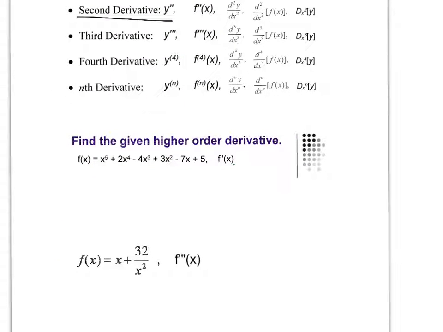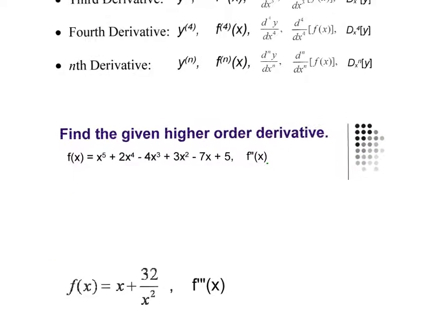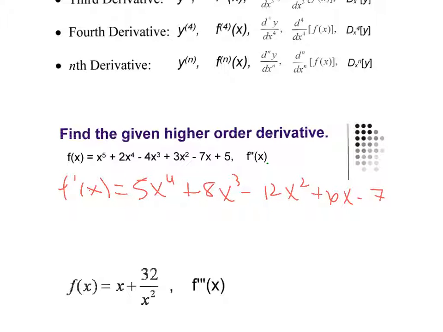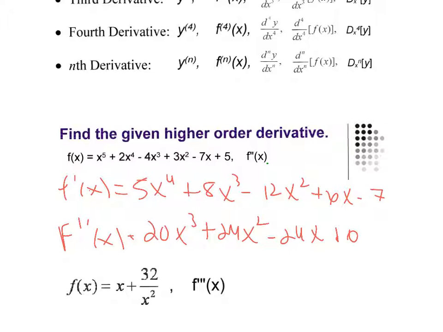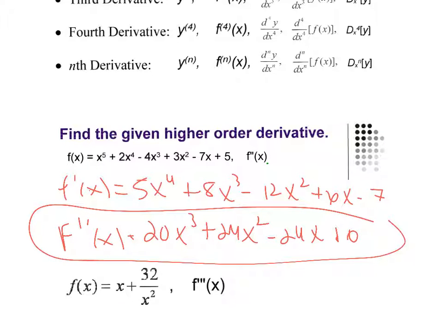So if we found the second derivative of this polynomial, you literally find the first derivative. So f prime of x equals 5x to the fourth plus 8x to the third minus 12x squared plus 6x minus 7. Now, the second derivative is just the derivative of that. So 20x cubed plus 24x squared minus 24x plus 6. That's literally second derivatives. So try to do that for the bottom one.